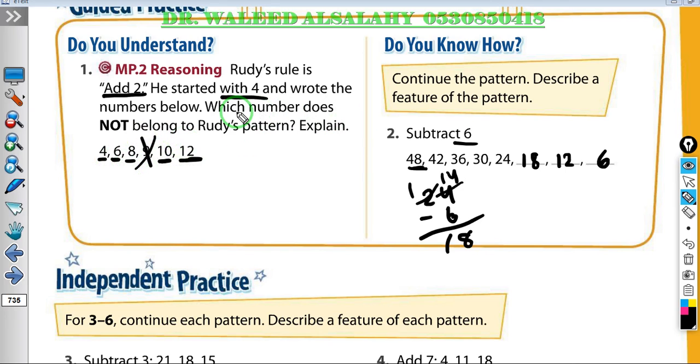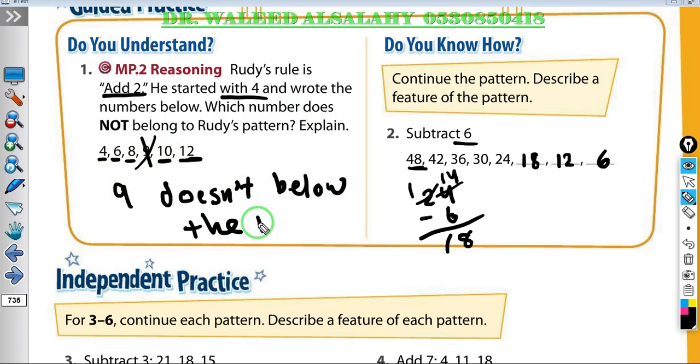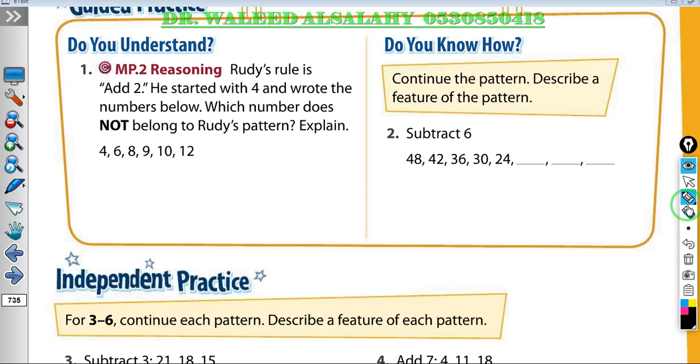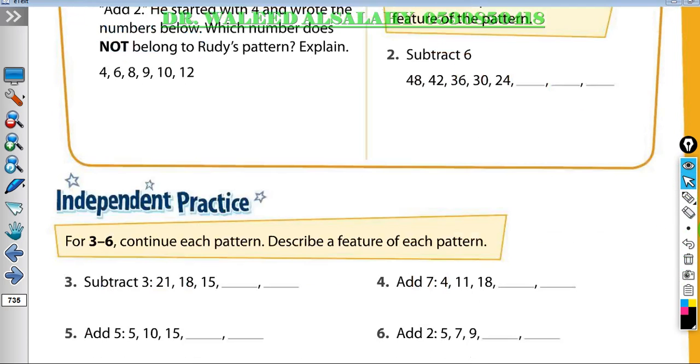He said here, which number doesn't belong? So I will say 9 doesn't belong to the pattern or the rule. So easy. Because when I have 8 and I add 2, it will be 10, not 9. So it's wrong to put 9 here. So we can go down for the next question.